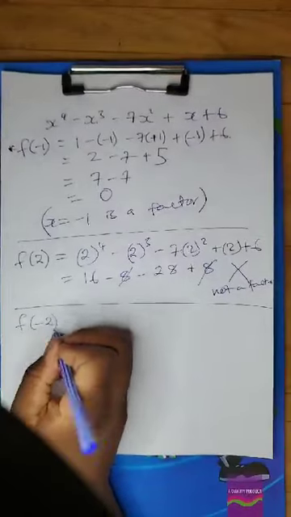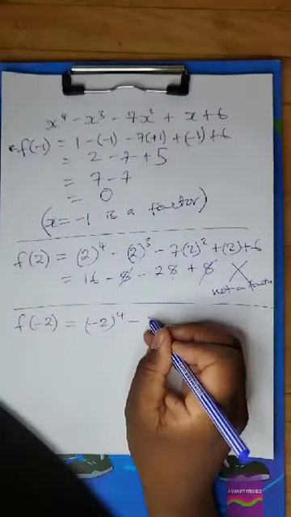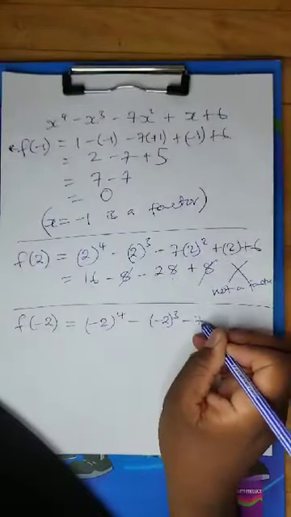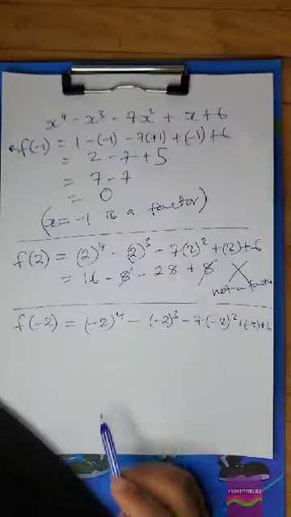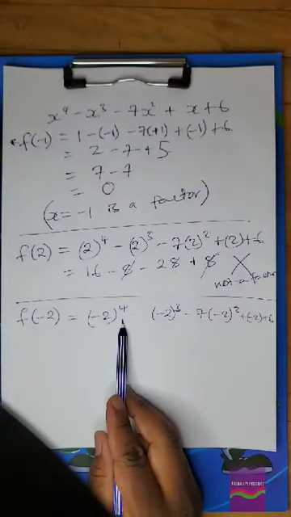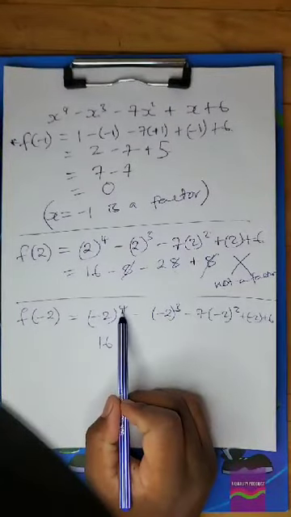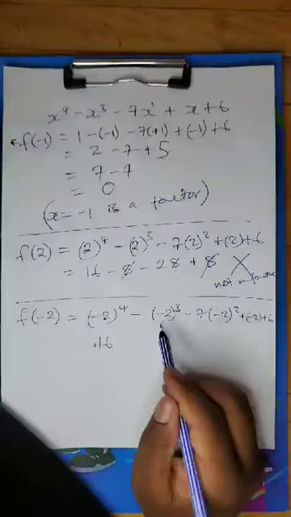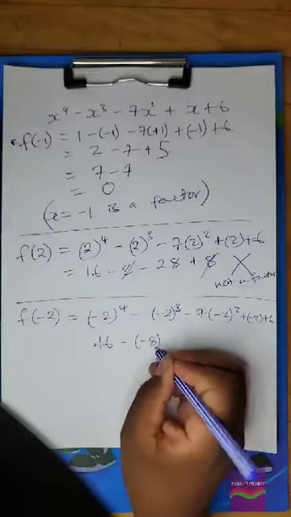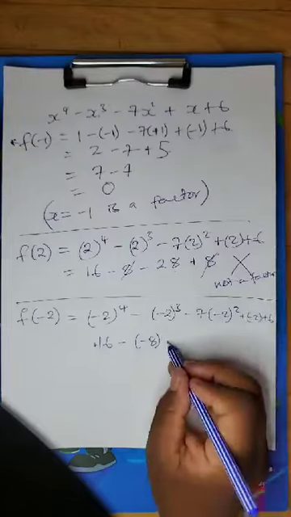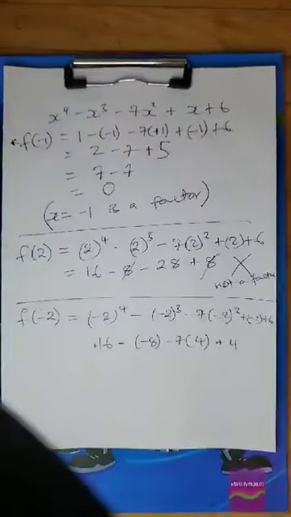So f of -2. That's going to be -2 to the power 4 minus -2 cubed minus 7 times -2 squared plus -2 plus 6. -2 to the power 4 gives us 16, because a negative raised to an even power gives a positive. -2 cubed gives us -8, so it will be minus -8. -2 to the power 2 gives us +4, so -7 times 4. -2 and 6 give us +4.